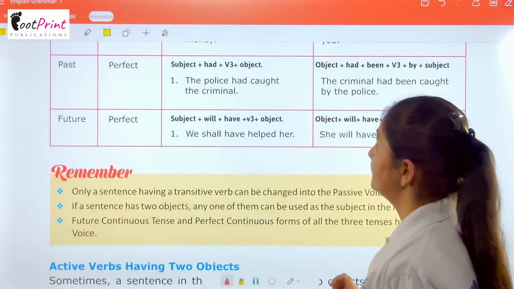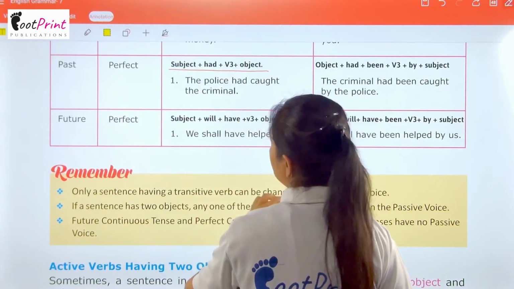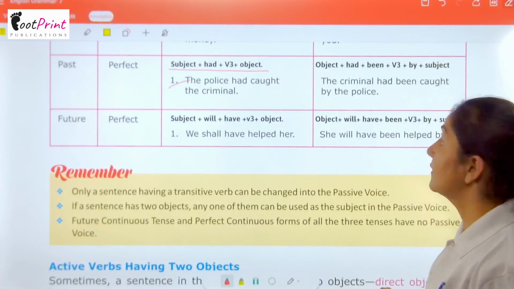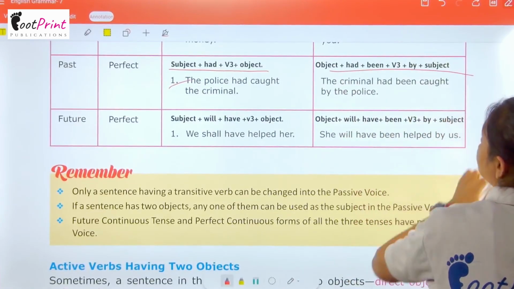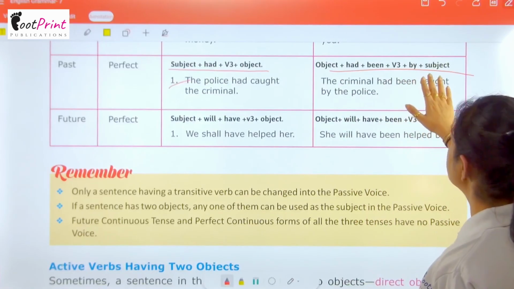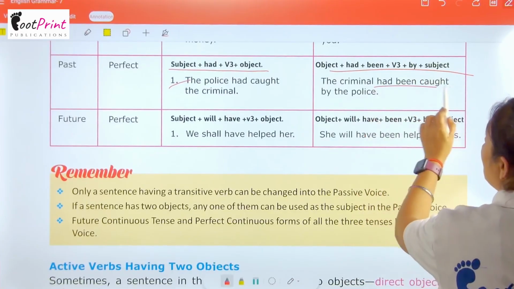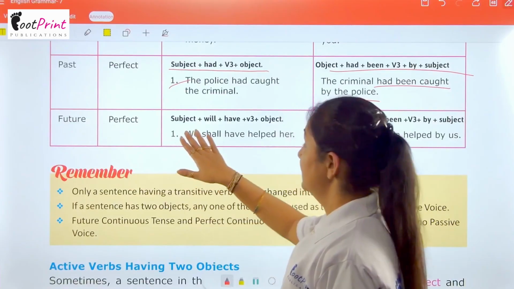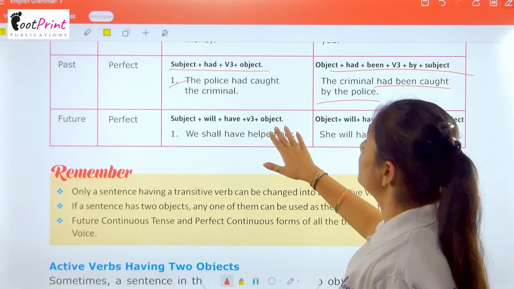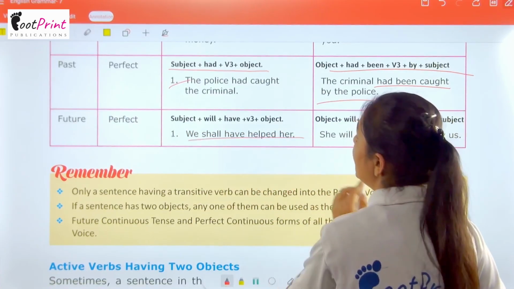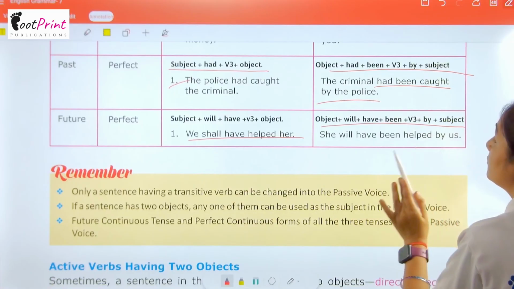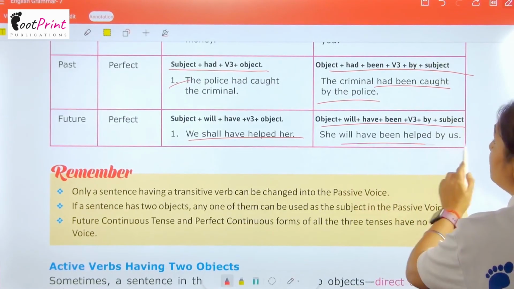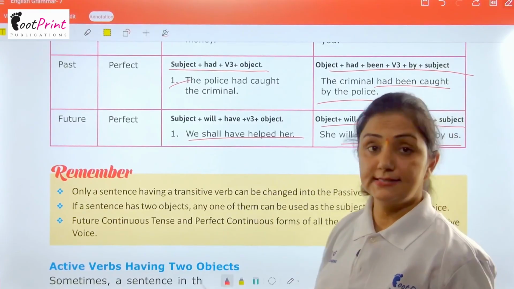Now, past perfect. Subject plus had plus V3 plus object. Example: the police had caught the criminal. Passive: object plus had plus been plus V3 plus by plus subject. The criminal had been caught by the police. Future perfect: subject plus will plus have plus V3 plus object. We shall have helped her. Passive: object plus will plus have plus been plus V3 plus by plus subject. She will have been helped by us.